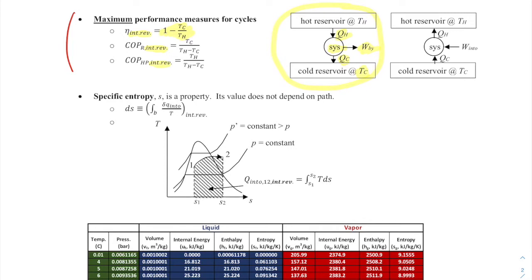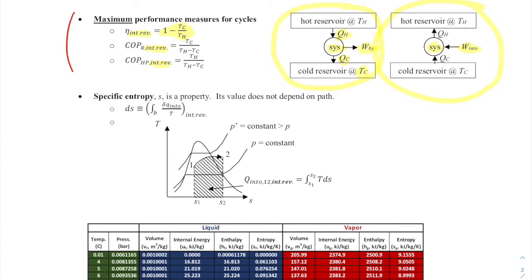Similarly, we have the coefficient of performance for a refrigeration or heat pump cycle. That corresponds to the picture on the right-hand side here, the one that I'm now circling. Picture looks very much the same. We have the cold reservoir and the hot reservoir at their absolute temperatures. Again, the system consists of all the components that you might find in a refrigeration or a heat pump cycle, like a compressor, a throttling valve, etc., all those kinds of things.